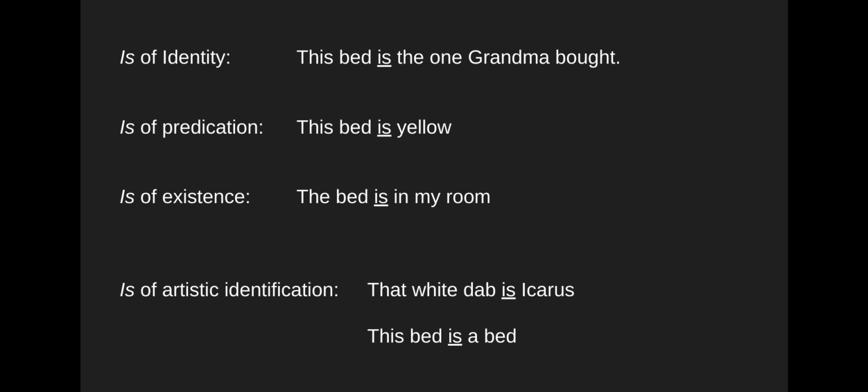And now what Danto points out is that there is a fourth meaning of the word "is," which he calls the "is of artistic identification." So if I point to a painting, I might point to a dab of paint and say, that white dab is Icarus. And Danto's claim is that the meaning of that "is" is different than the meanings of these three other kinds of "is" that we just went over. So in the next video, I'll try and give you a sense of what this "is of artistic identification" is.